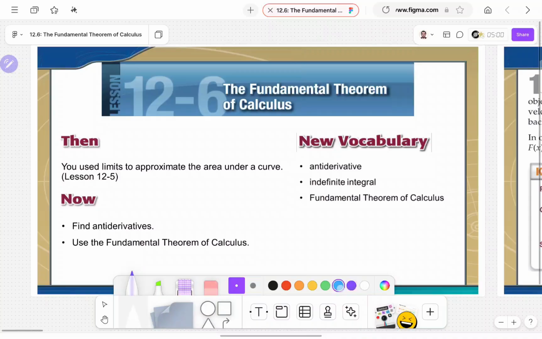Today we're going to start lesson 12.6, the last lesson in chapter 12, the fundamental theorem of calculus. This is an easy, nice, and simple lesson which will teach you the basic concept of the fundamental theorem of calculus. What we expect to learn here is how to find the antiderivative and then use the fundamental theorem of calculus.